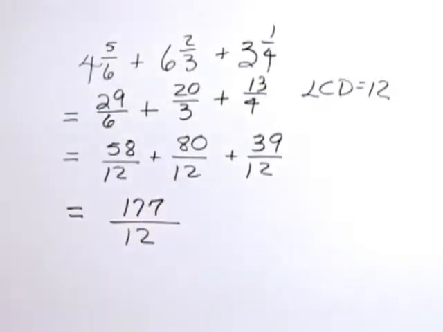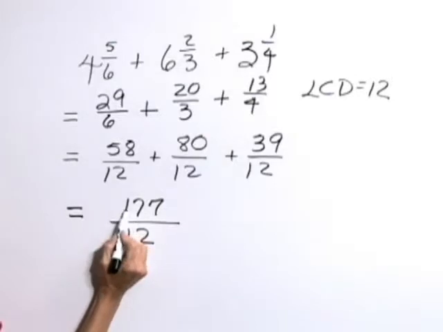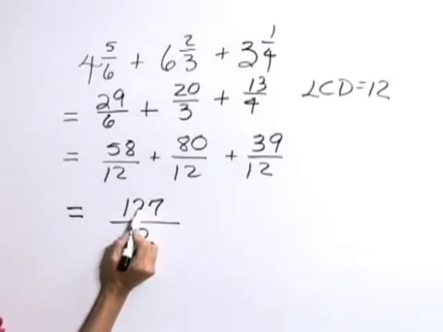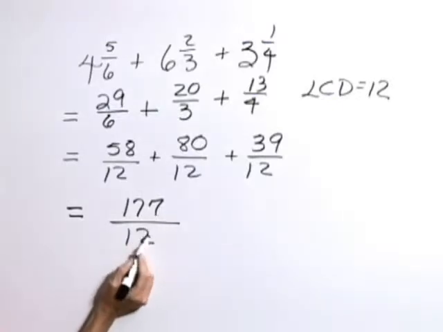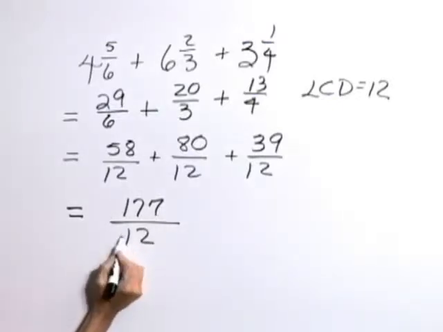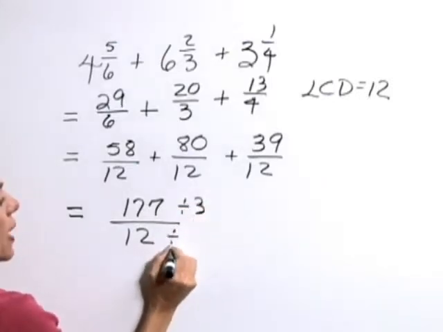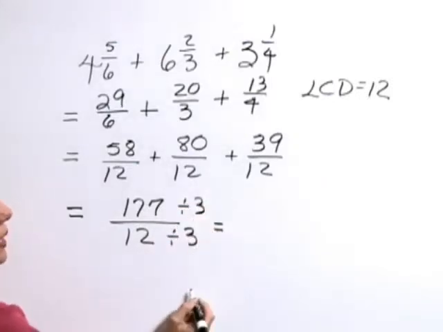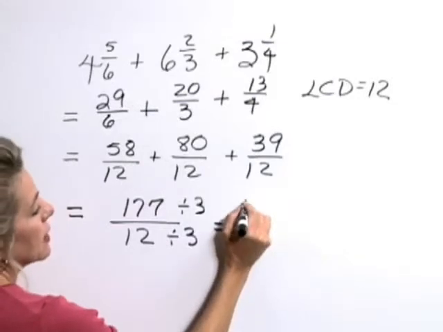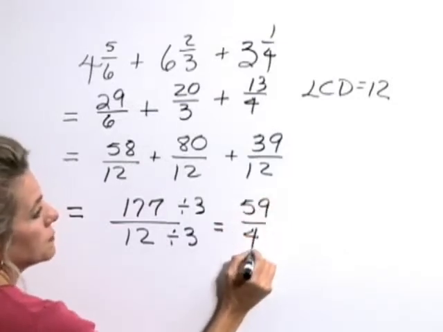Now we know that 177 and 12 have a common factor of 3, and one of the tricks of knowing that is we can simply add the digits together. 1 plus 7 plus 7 is 15. We know that 15 is divisible by 3, as is 1 plus 5 is 6. Let's divide the top and the bottom by 3, and we get 59 over 4.